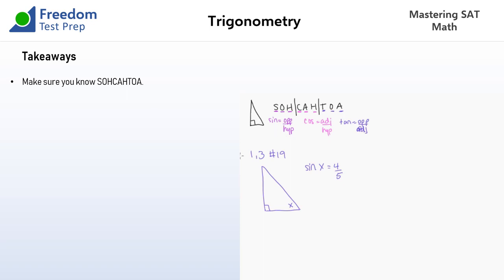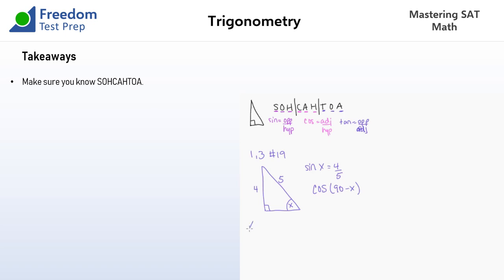Now we just set up here that sine is equal to the opposite side over the hypotenuse. So sine of x means we stand here at x. The side opposite is 4, our numerator. And the hypotenuse, which is the side opposite the 90-degree angle, is 5. So that's what we have. They're asking us what is cosine of 90 minus x. So the question is, what is 90 minus x? What angle is it? Let's talk about it.